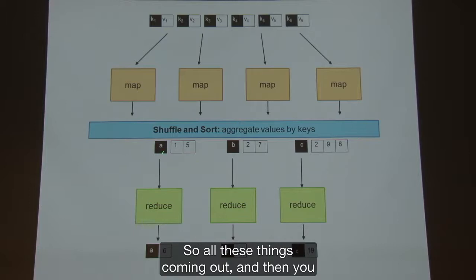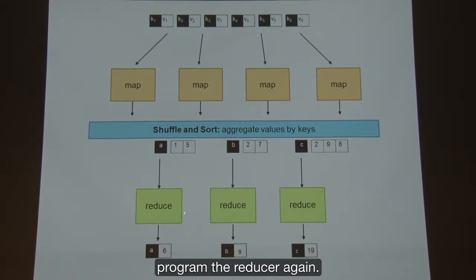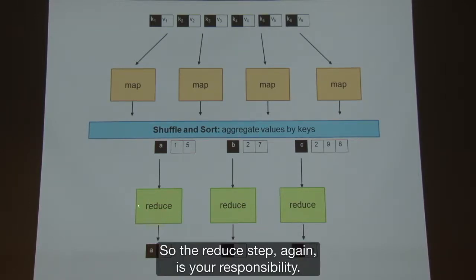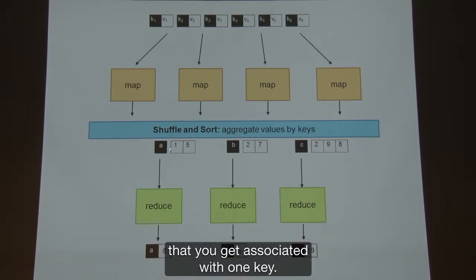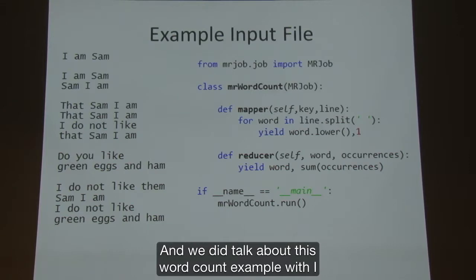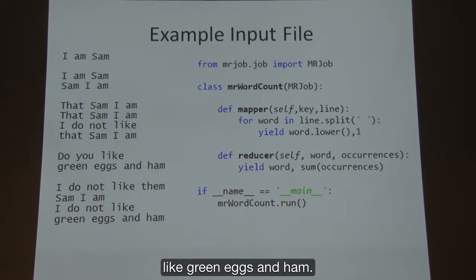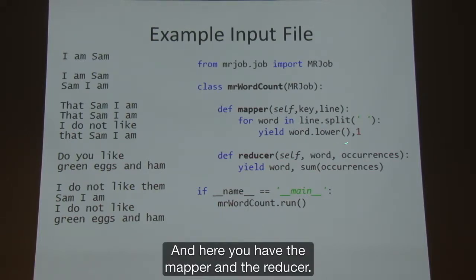So all these things come out, and then you program the reducer. The reduce step, again, is your responsibility. You need to decide what to do with these values that you get associated with one key, and then you create your final output. We did talk about this word count example with I like green eggs and ham. Here you had the mapper and the reducer.